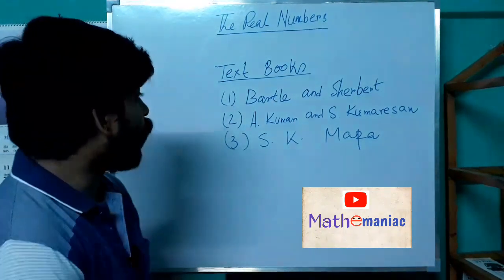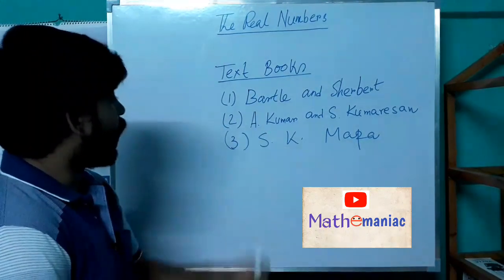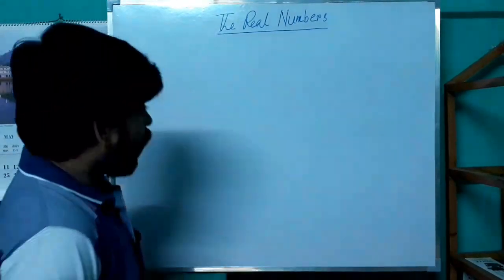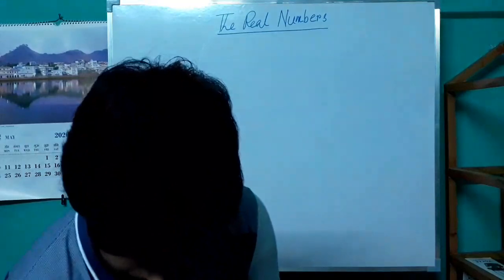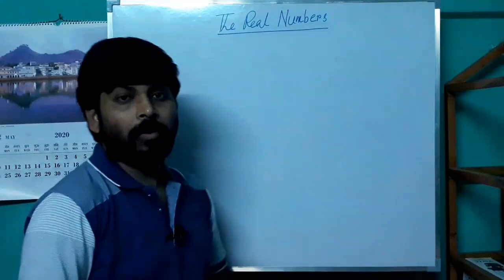The book we will follow: the first one is Bartle and Sherbert, the second book is by Ajit Kumar and S. Kumaresan, and the third book is by S.K. Mapa.